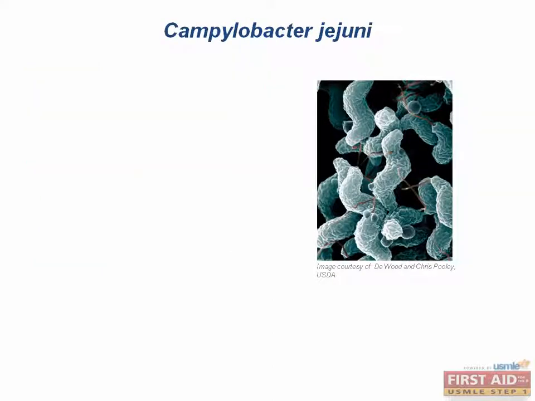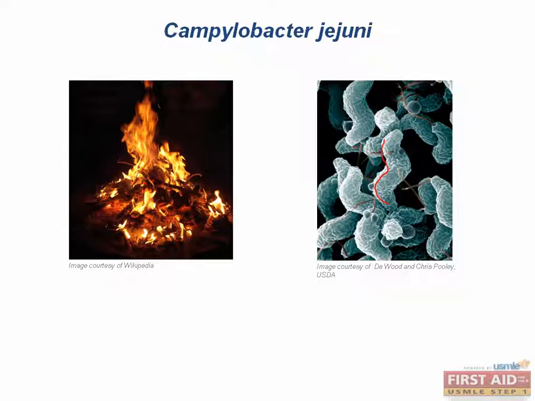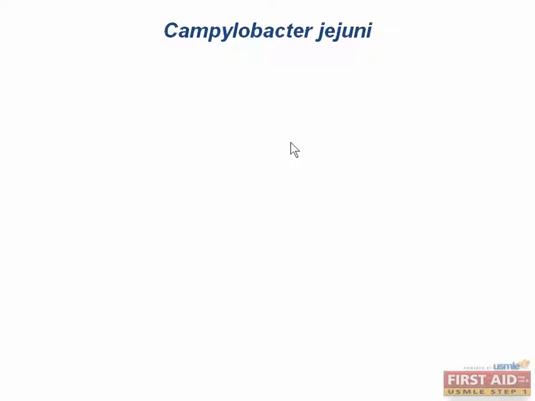Campylobacter is one of our 2 comma or S-shaped organisms. And what is special about the growing temperature? Remember the mnemonic that Campylobacter likes the hot campfire because it grows at 42 degrees Celsius. You should remember that it is a common cause of bloody diarrhea when acquired from undercooked chicken and unpasteurized milk.